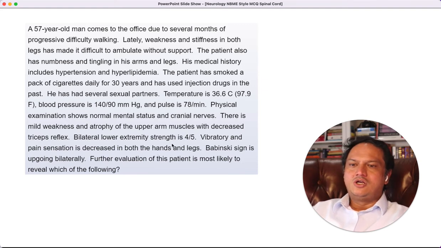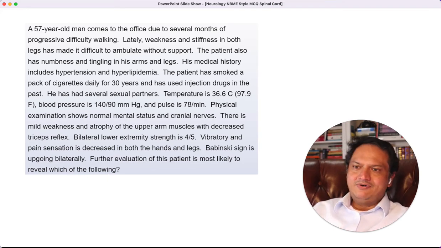So dorsal column involvement, and pain sensation, so lateral spinothalamic involvement, both hands and legs, so upper and lower involvement, mild weakness, and then there's atrophy of the arm muscles with decreased reflexes, which means there is a lower motor involvement of the upper extremity for sure. Babinski sign is upgoing bilaterally, so that is an upper motor pattern. Further evaluation of this patient is more likely to reveal which of the following? So what does this man have?